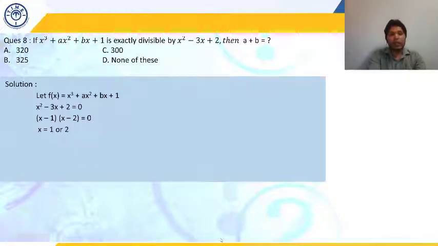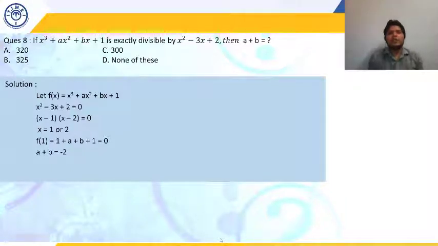So if we put x is equal to 1 in this cubic equation, what I will be getting is 1 cube plus 1 into a plus 1 into b plus 1 equal to 0. So what is a plus b? It is going to be minus 2. So a plus b is required in this question, and we have got the value of a plus b. I hope it is clear to each of you.